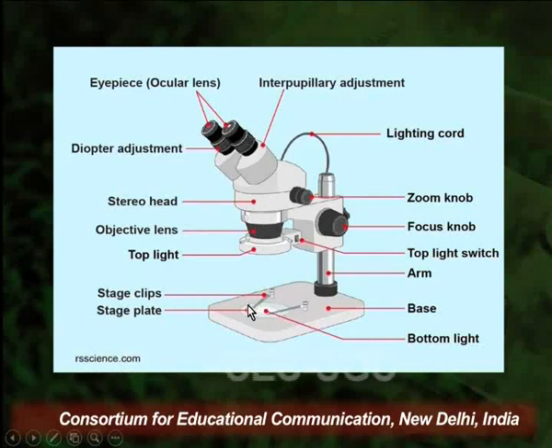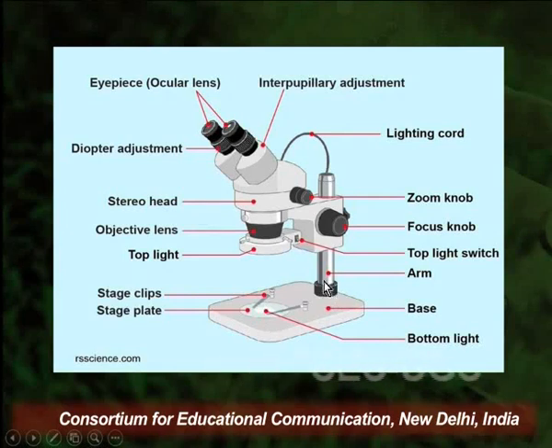On this stage plate only, the live or dead large-sized objects are placed, and sometimes when these objects are placed on a slide, the stage clips are used to hold the slide in a static position. So these are the two stage clips which are used to fix the slides on which the objects are kept.